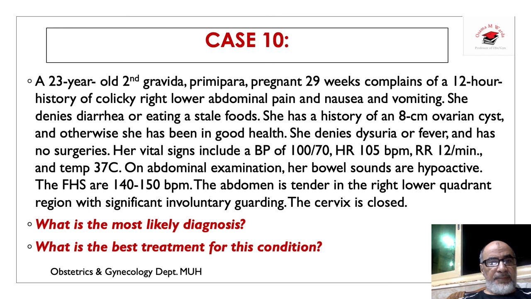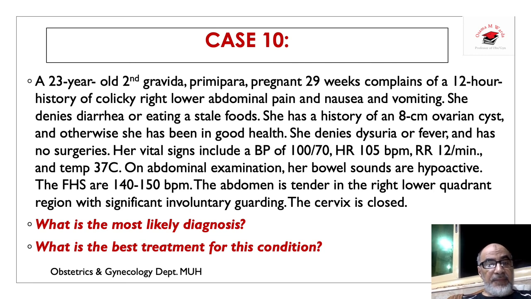The last case, case 10. A 23-year-old second gravid, primary para, pregnant 29 weeks, complains of 12-hour history of colicky, right lower abdominal pain, and nausea and vomiting. She denies diarrhea or eating stale food. She has a history of an 8 centimeter ovarian cyst, and otherwise she has been in good health. She denies dysuria or fever and has no surgeries.